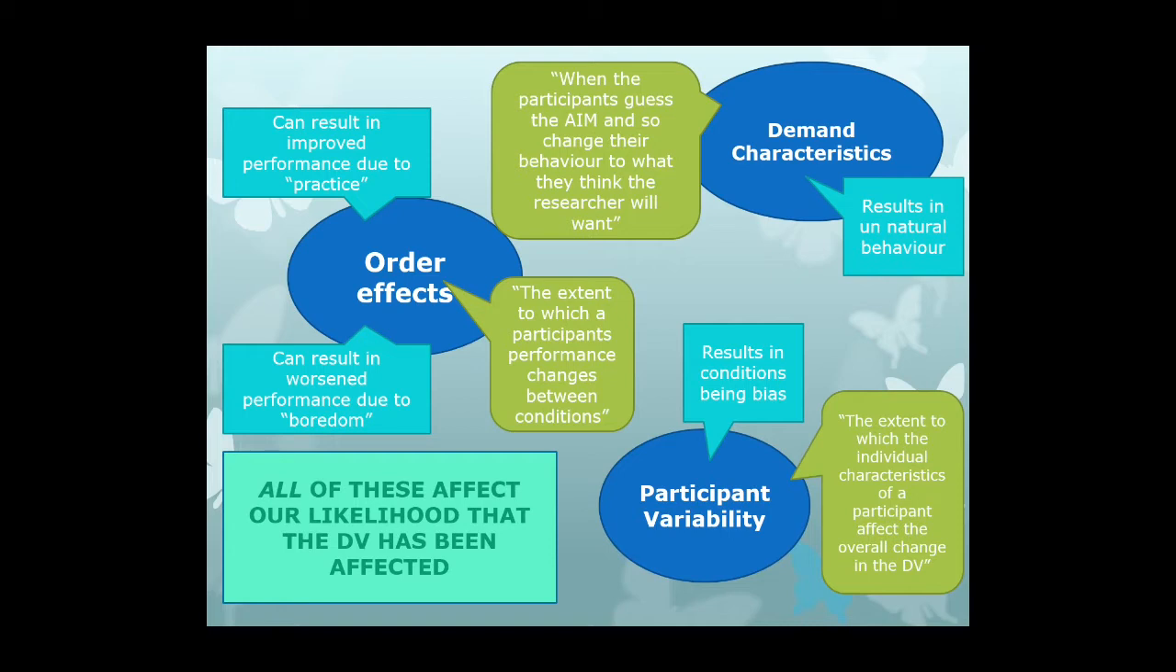So demand characteristics, order effects, and participant variability, if they are present in your research, have affected your dependent variable, and we cannot be certain that the IV has actually caused the DV to change. If, however, these have been eliminated from your research, then obviously you can establish cause and effect. If you have controlled or avoided, let's say, demand characteristics, then you've got a greater likelihood of being able to say that the IV has caused the DV to change.